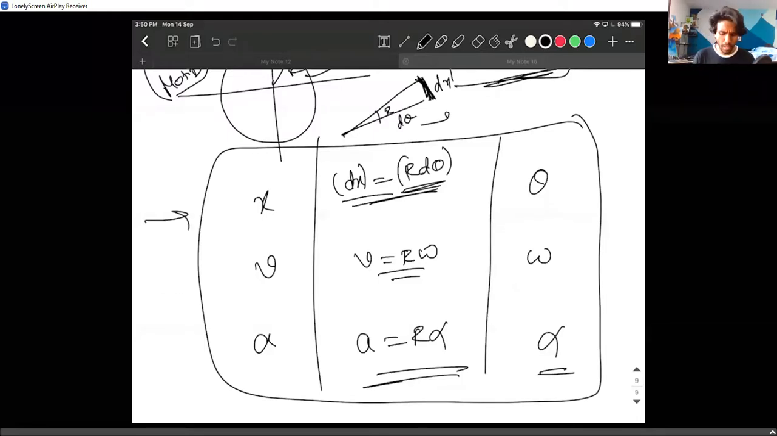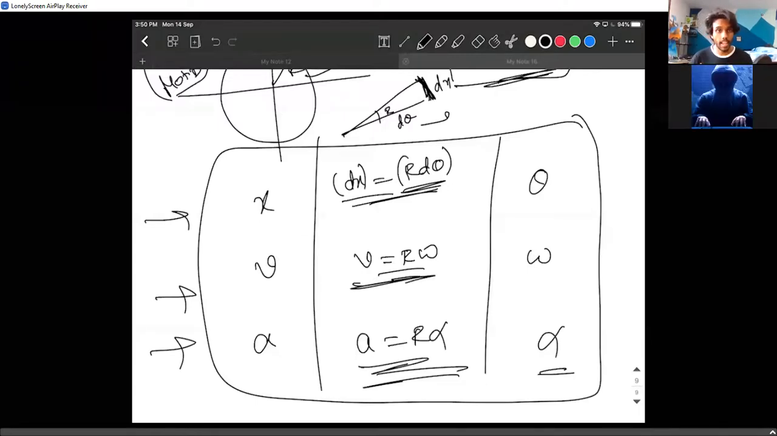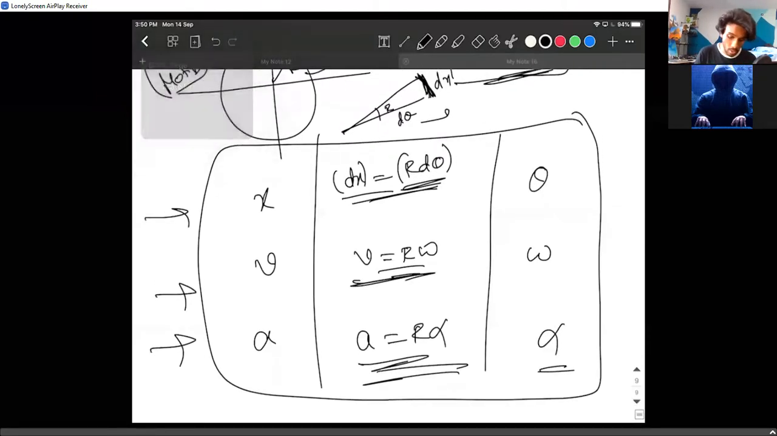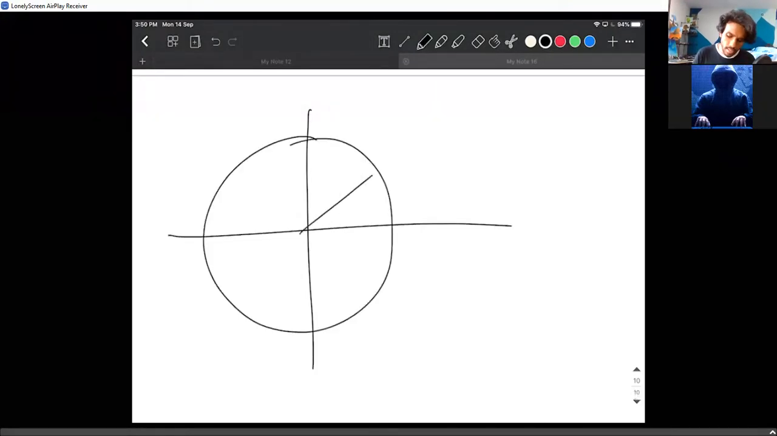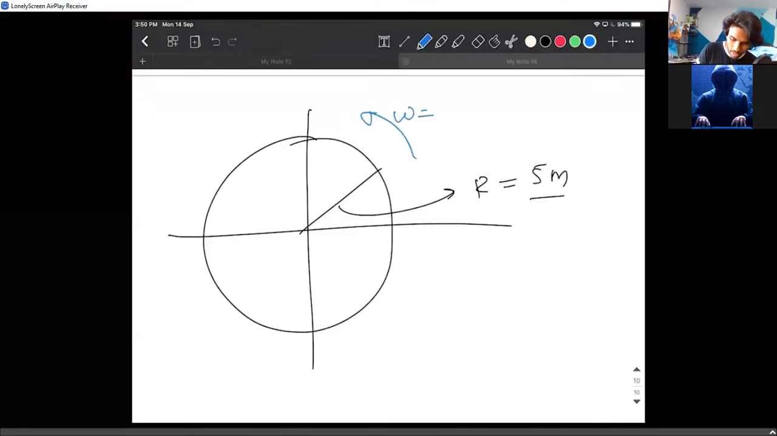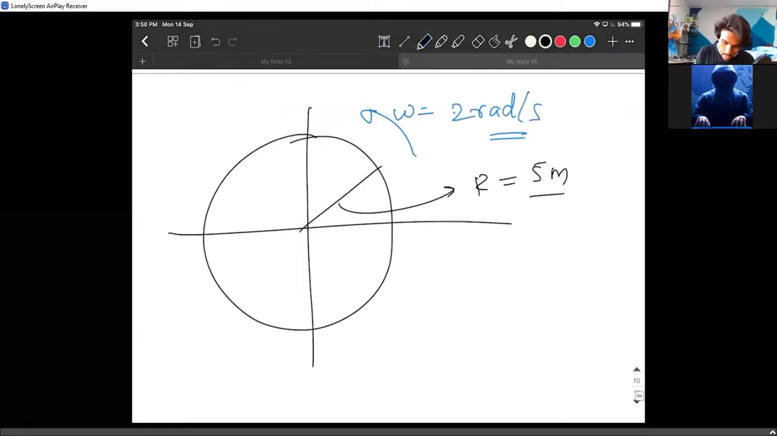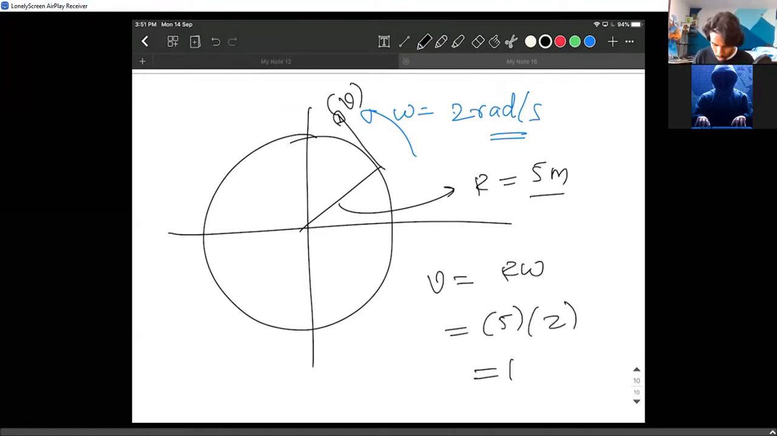I wouldn't call them formulas, they are basic logical ideas: linear velocity, angular velocity, linear acceleration, angular acceleration. There will be problems on this. Like, I'll give you one. A particle is going in a circular motion with a radius of 5 meters and an angular velocity of 2 radians per second. What is the linear velocity at that moment? v is nothing but r omega, r is 5, omega is 2, so 10 meters per second.